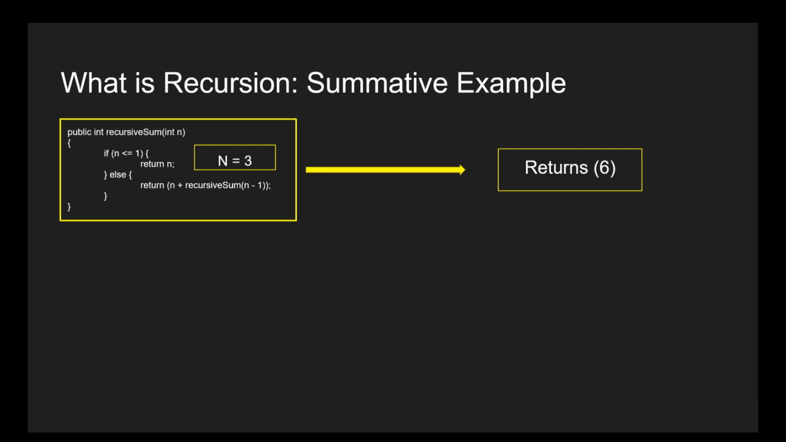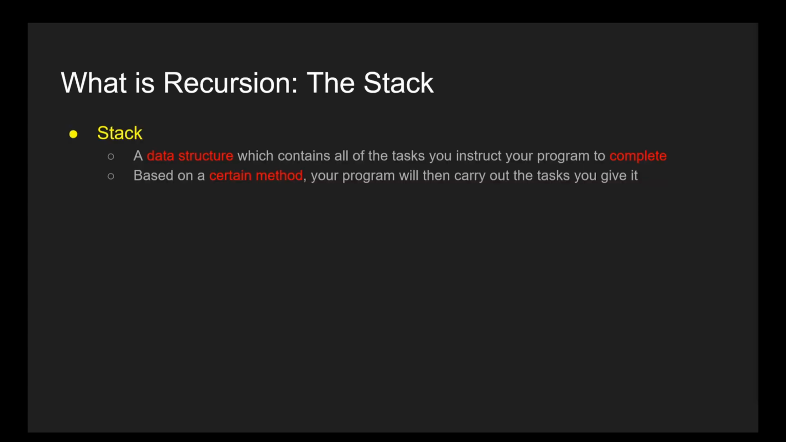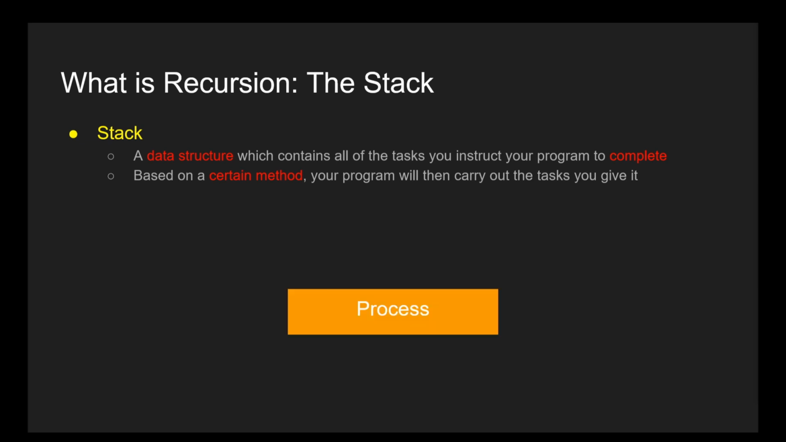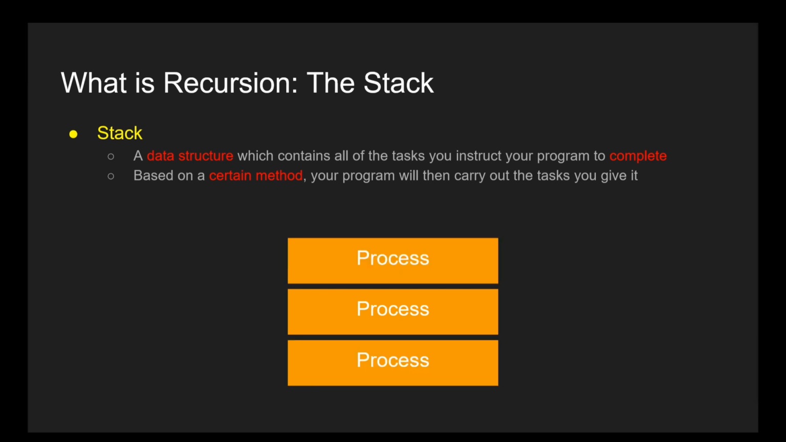Alright, now that we have a little background on recursion, let's talk about why it works so well. To understand why and how recursion works, we must first understand what a stack is. A stack is a data structure that contains all of the tasks you instruct your program to complete. Based on a certain method, your program will then carry out the task you give it. It's called a stack because if we start another process before the previous one completes, the process is stacked on top of the other one, such as the animation on your screen.